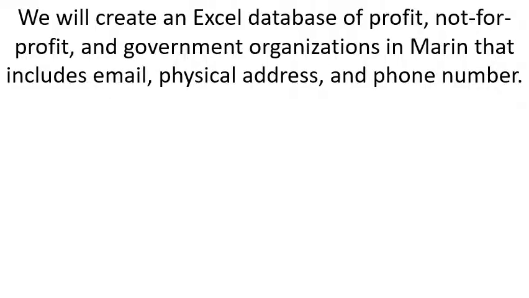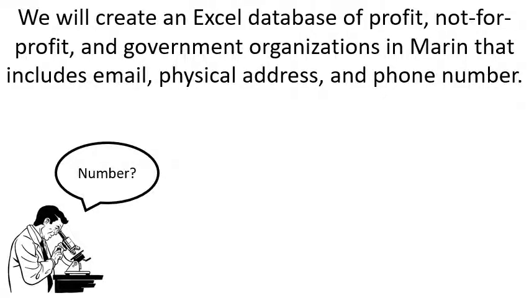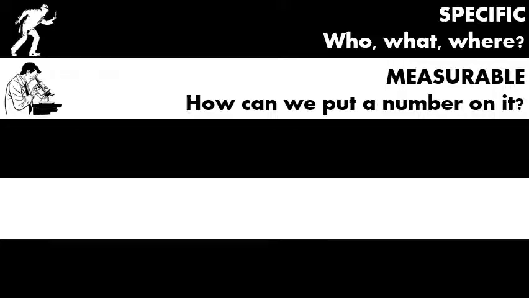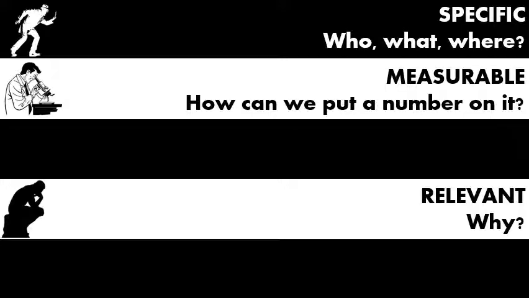All right, so we have our goal here, and we've got our scientist, and he says, how do we put a number on it? This is one of those goals that's really easy to put a number on. So we'll just say 10 profit, 10 not-for-profit, and 10 government organizations. And now this is quantifiable, it's measurable. We've talked about making goals specific by asking who, what, where, making goals measurable by asking how we can put a number on it. Next, we're going to talk about making goals relevant. And to make sure our goals are relevant, we're going to ask why.